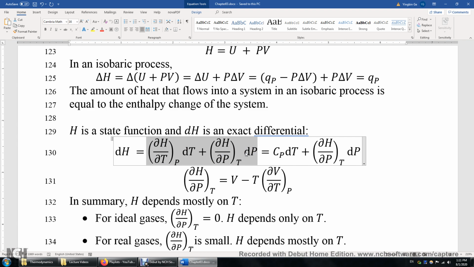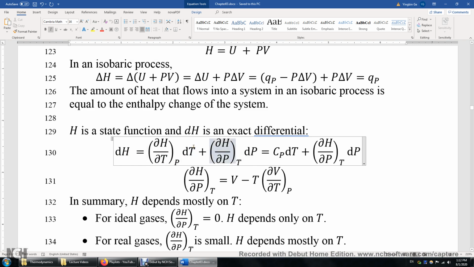In the first step, we hold pressure constant and allow temperature to change. In the second step, we hold the temperature constant and allow the pressure to change. So this is the enthalpy change of step 1, and this is the enthalpy change of step 2. Therefore, when the state of the system changes, if both T and P change, dH is the sum of the enthalpy change in the isobaric step 1 and the isothermal step 2.